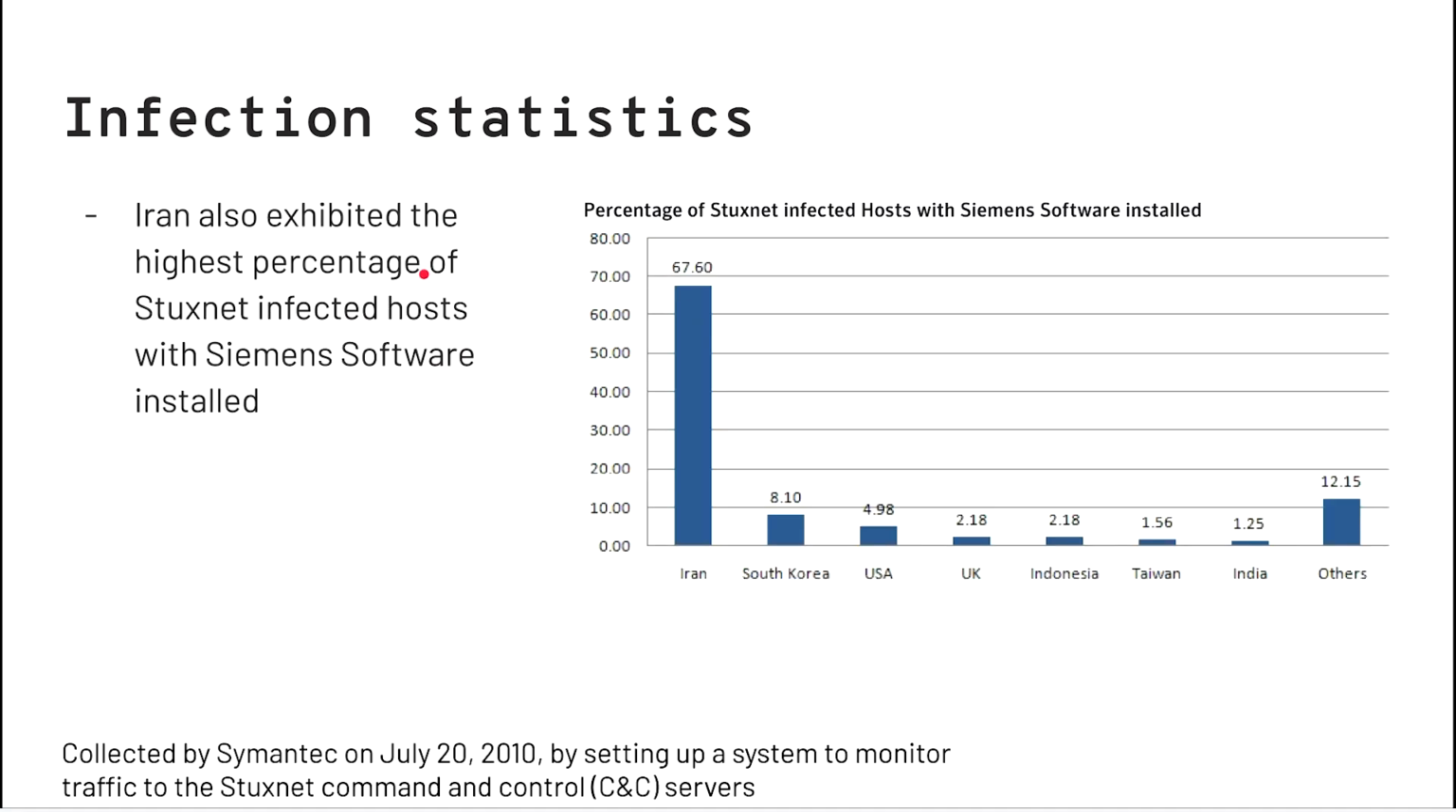Iran also exhibited the highest percentage of Stuxnet infected hosts with Siemens software installed. As Stuxnet was propagating through, it was trying to find a Siemens machine. Even if it didn't, it would still try to propagate further. So you would have many PCs with Stuxnet that don't have Siemens software installed. But the percentage of Siemens versus non-Siemens was much higher in Iran. So most hosts with Siemens software installed were located in Iran, and that's, again, another indication of how targeted the attack was.